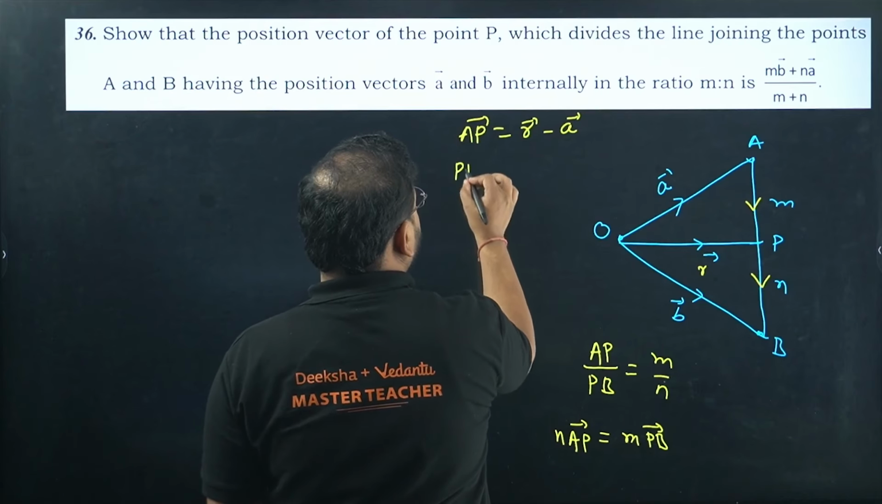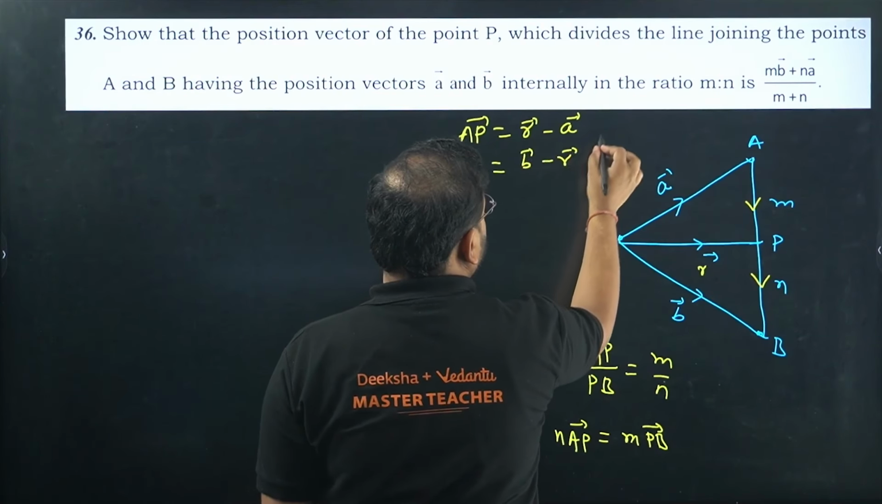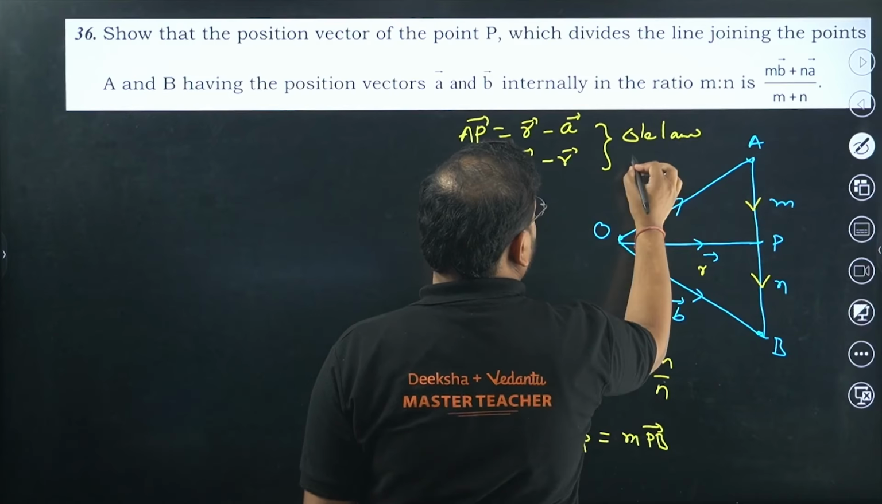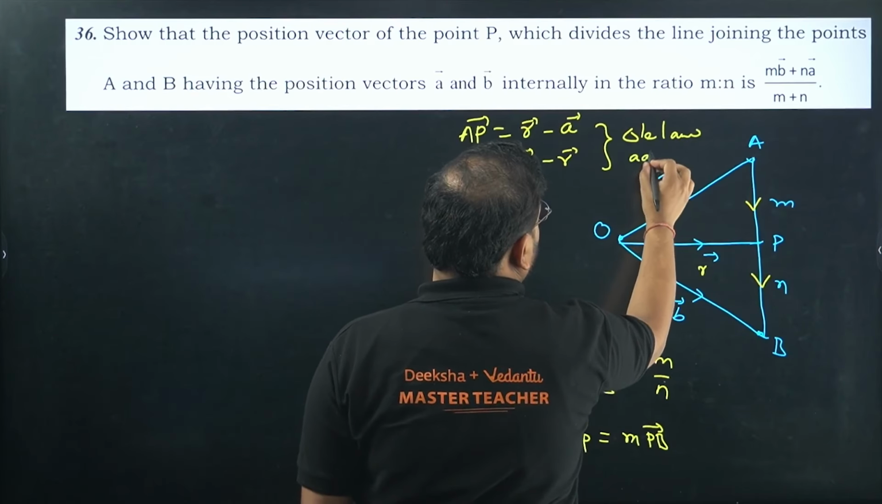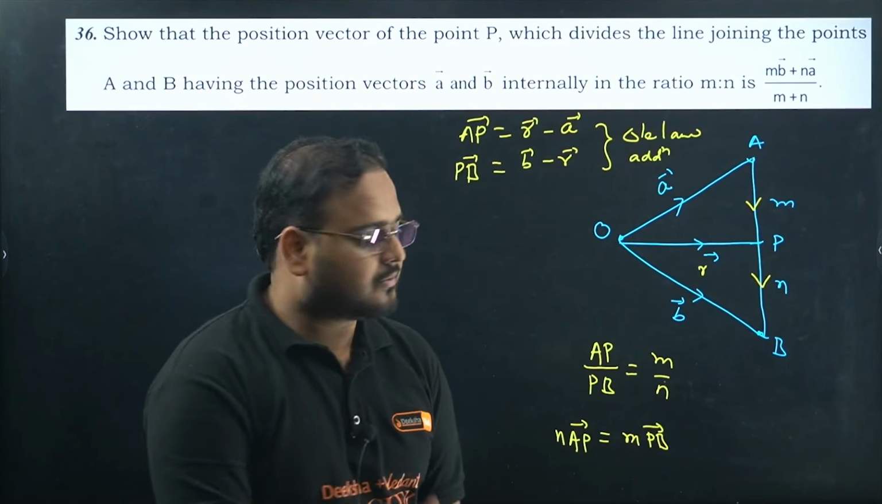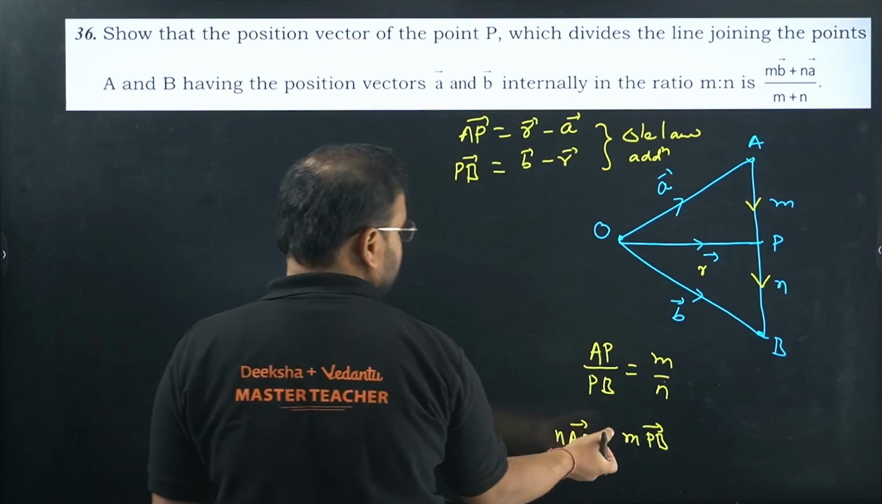So PB will be vector B minus vector R. What is this? This is your triangle law of vector addition. Okay, so law of vector addition. Got it? This much is I think clear. Super. Now we'll use it directly in this case itself.